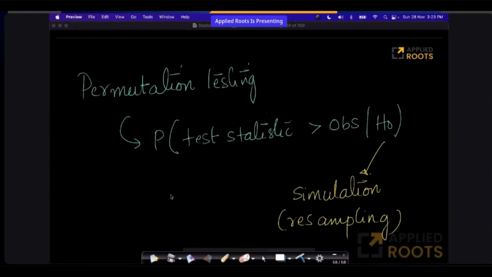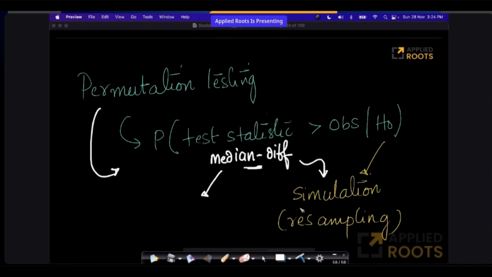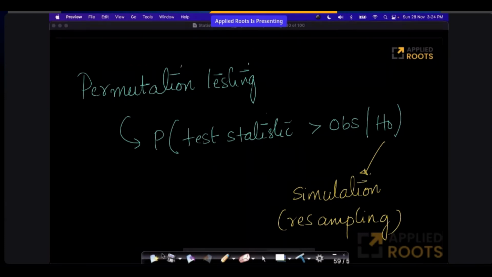Now the second part here is, in the case of permutation testing, we don't have the distribution of the test statistic. Imagine if my test statistic is the median difference. I don't have the distribution of the median difference. I have to obtain the distribution of the median difference through simulations and resamplings under the null hypothesis. I don't have it. That's why permutation testing is slightly more cumbersome, because of the computational overhead, than Mann-Whitney U.